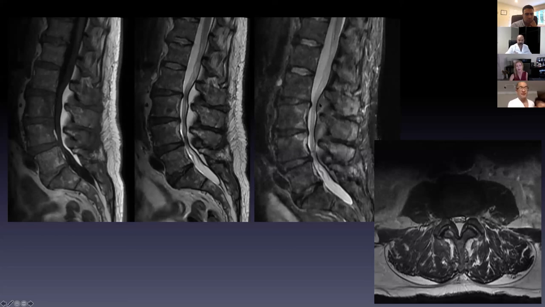On STIR, the signal drops out. Somebody asked about STIR earlier in the chat. Just like sub-Q, we drop out the fat. So we know this is all fat. It's not an abscess. It's not hemorrhage. It's not anything else. So, severely symptomatic.